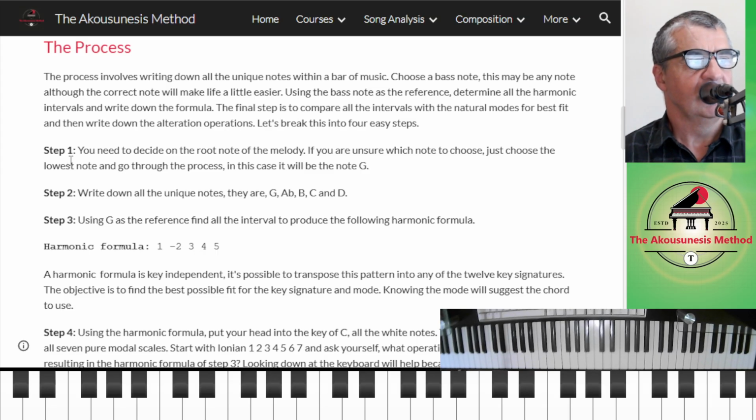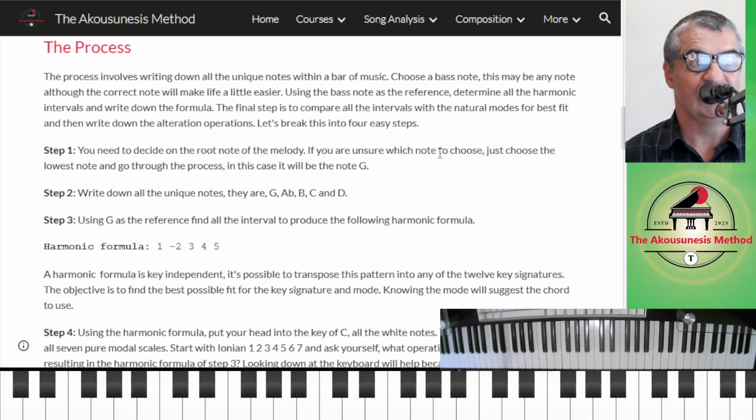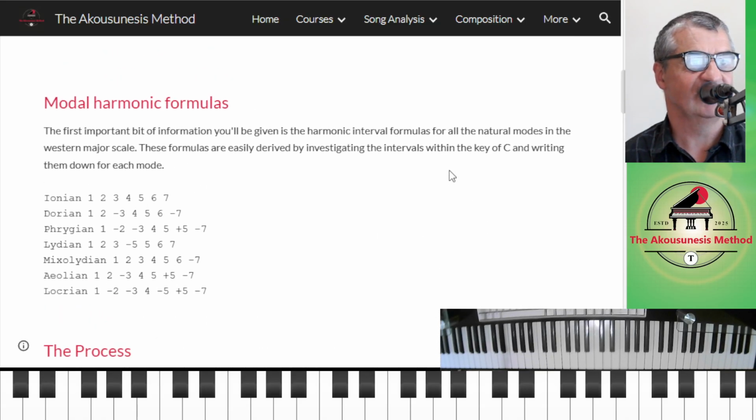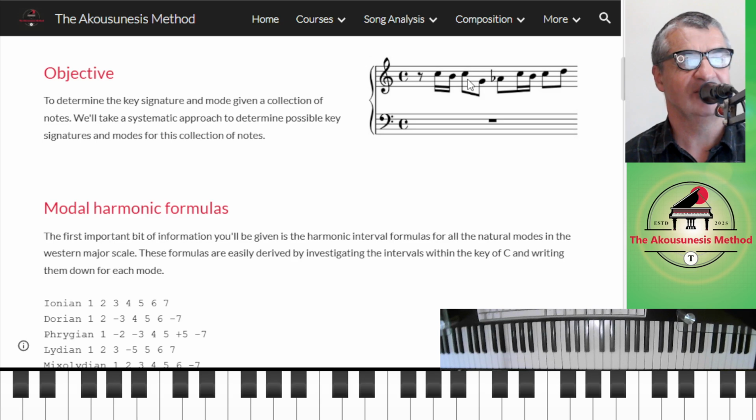So for step one, you need to decide on the root note of the melody. If you're unsure which note to choose, because you could choose any one of those unique notes, we're just going to choose the lowest note. Just choose the lowest note and go through the process. In this case, it will be G. If we have a look here at the notes, we can see that the lowest note here is G, and the highest note is D.